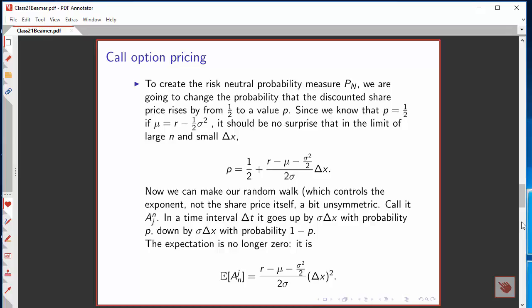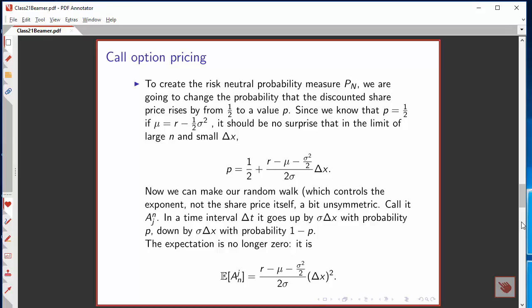Following Deneen, let's notate it by A super n sub j. That is what happens in step j out of n steps. And we know what's going to happen in the jth time interval delta t. The price will go up by sigma times delta x with probability p, down by the same amount with probability 1 minus p, and it's easy to calculate the expectation. The expectation turns out to be (r minus mu minus sigma squared over 2) divided by 2 sigma, multiplied by delta x squared.